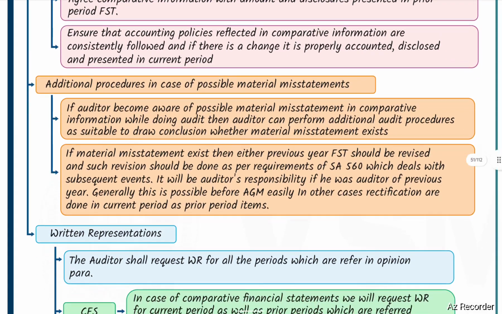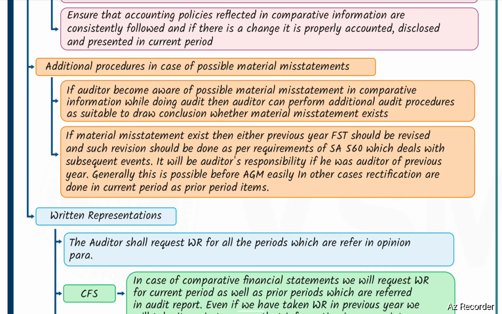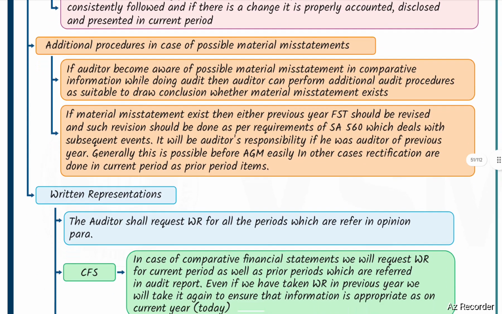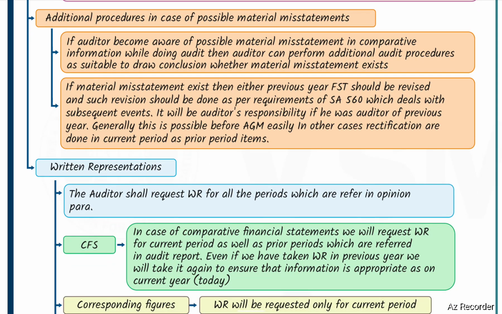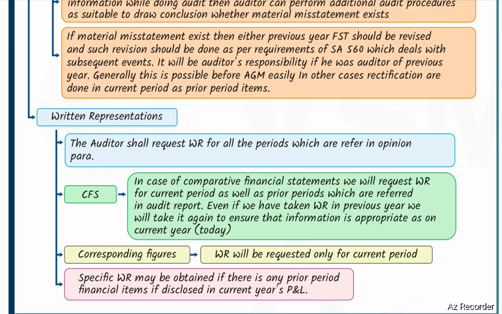Additional procedures in case of possible material misstatements. If the auditor becomes aware of possible material misstatements in comparative information while doing the audit, then the auditor can perform additional audit procedures as suitable to draw a conclusion whether material misstatements exist or not. If material misstatements exist, then the previous year financial statements should be revised, and such revision should be done as per the requirements of SA 560, which deals with subsequent events.